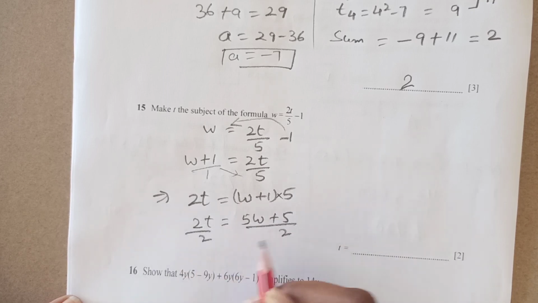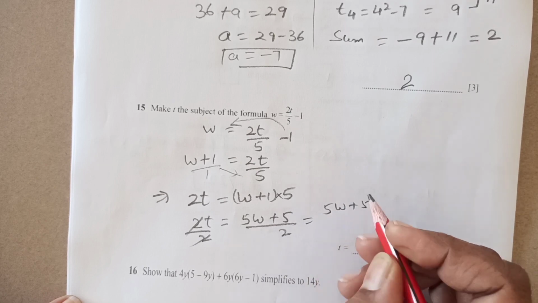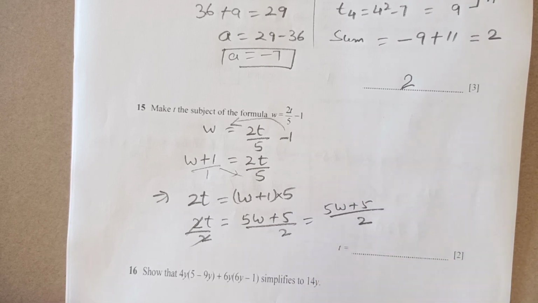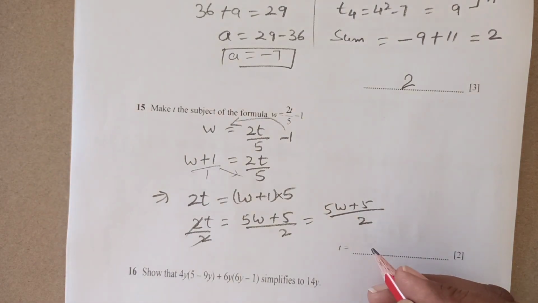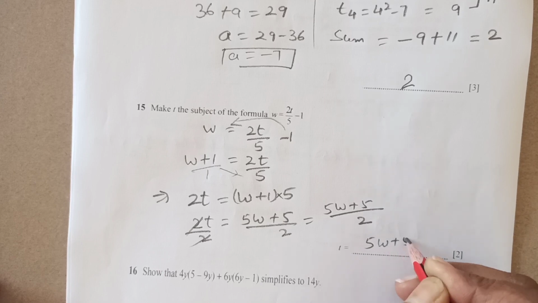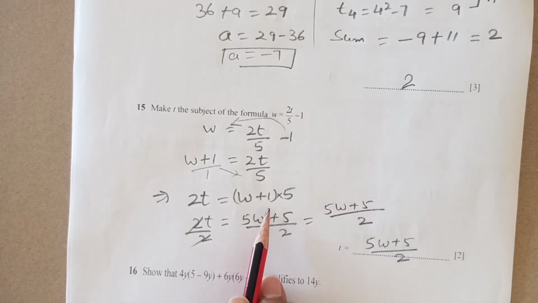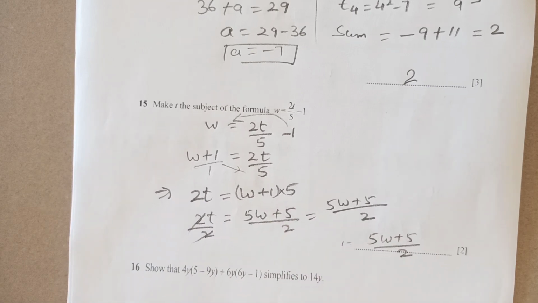Divide by 2, divide by 2. This is gone. So T is 5W plus 5 over 2. That's going to be the final answer. You can leave your answer here also, dividing by 2 in that way. This is also correct. Okay.